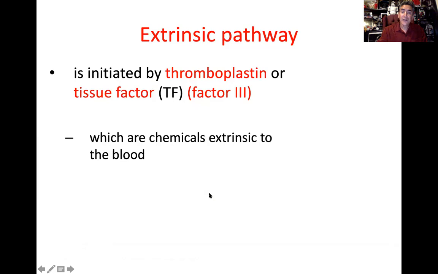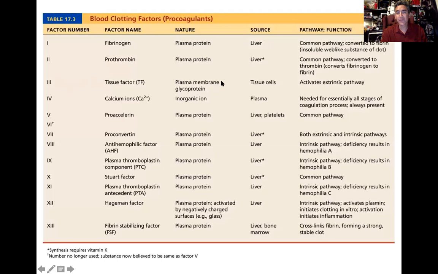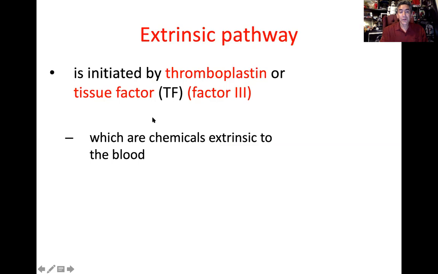I'll elaborate a little bit on these. Again, I don't want to get too bogged down in all the little details, but extrinsic, I want you to kind of associate with tissue factor. Tissue factor, which is factor three. So factor three, tissue factor, derived from actual tissue cells. So not coming from the liver, this one coming from the actual cells that are being damaged. So extrinsic factors are chemicals extrinsic to the blood. So normally they're in the cells. They're not normally in the blood. When the cells become damaged, these extrinsic factors enter into the bloodstream. So that's why they call it extrinsic.